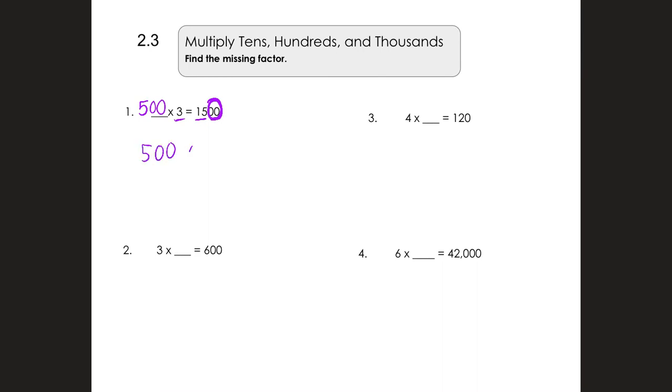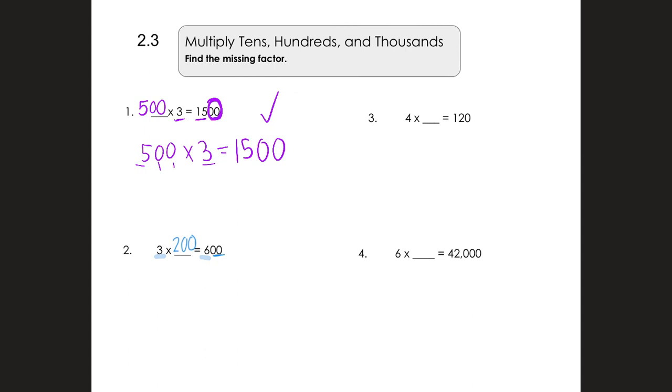If I'm not sure, I can always double check. 5 times 3 is 15, and then I add 2 zeros. That's right. Number 2. I have a 3 and I have a 6. What times 3 is going to give me 6? I can also say 6 divided by 3 equals what? So what times 3 is going to give me 6? I know, 2. 3 times 2 is 6. But I need 600, so don't forget to put those 2 zeros.